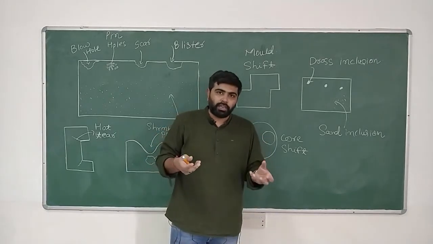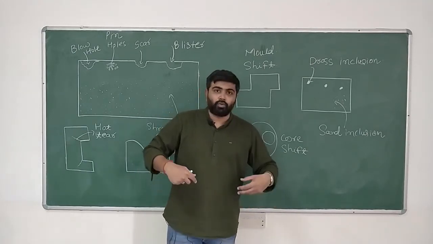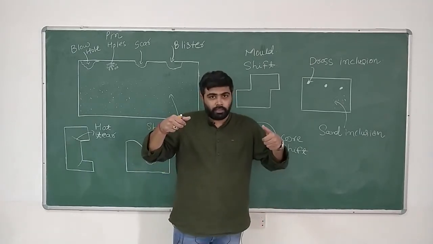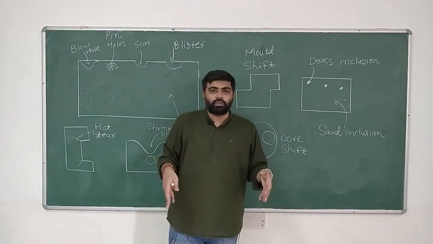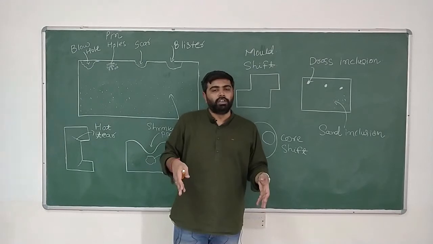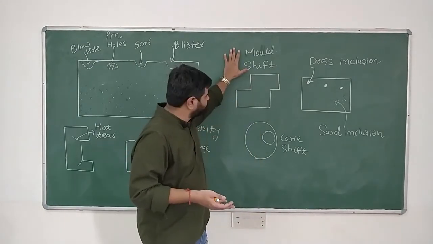If we use alignment pins, you might have seen that when they make the mold, when they place a cope over drag, at that time they insert two pins on both the sides, and they make sure that the proper alignment has taken place. So those alignment pins are used to avoid a defect like a mold shift.